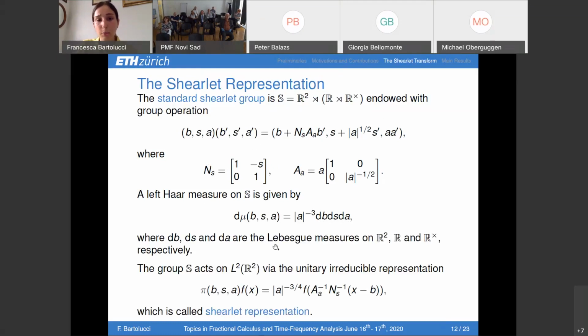And it is possible to prove that the standard shearlet group acts on the Hilbert space L2 of R2 via the so-called shearlet representation. The shearlet representation takes a point in the shearlet group and gives the following unitary operator, which acts on a function in L2, translating the function by a factor b and performing these two transformations on the function. So this transformation is called the shearing, and then we have an anisotropic dilation.